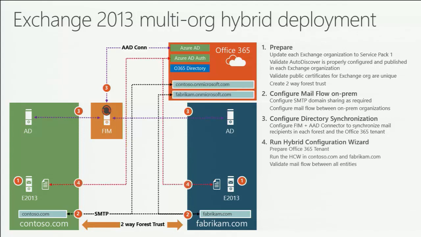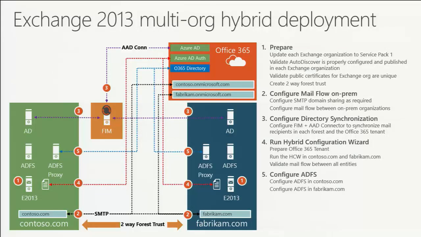Once our DirSync, or our directory synchronization solution, has been provisioned and established, we can go through and run the hybrid configuration wizard. We'll run that wizard one time for Contoso and a second time for Fabricam. At that point, we should be able to validate that we have operational mail flow between each respective Exchange organization and a user in Office 365, and run through some tests to validate that process.